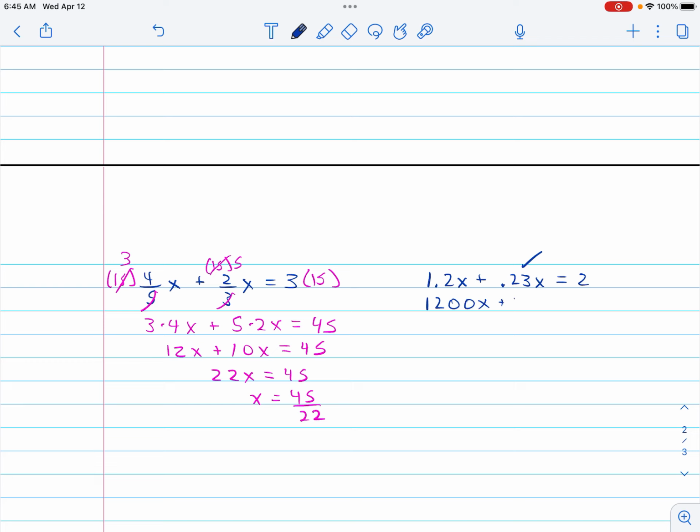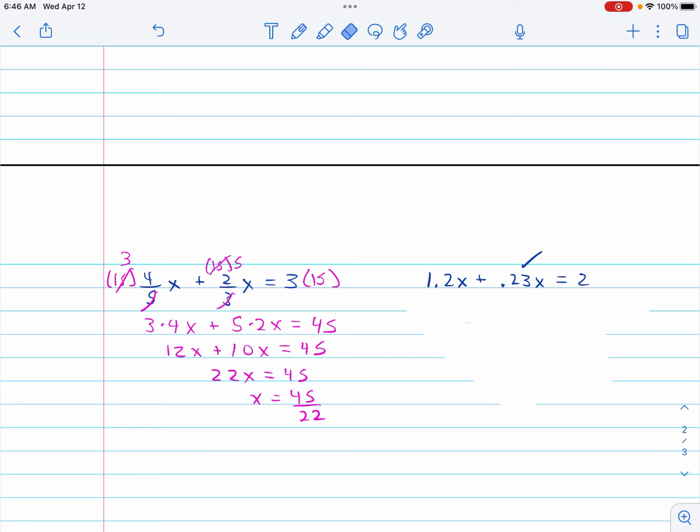See? I just moved every decimal 2 places to the right. Now I've got 1223x equals 200. Divide by 1223. And there's my solution. So this is how you deal with fractions and decimals. Actually, I guess I made a mistake here, didn't I? If I move the decimal 2 places to the right, that wouldn't be 1200, would it?